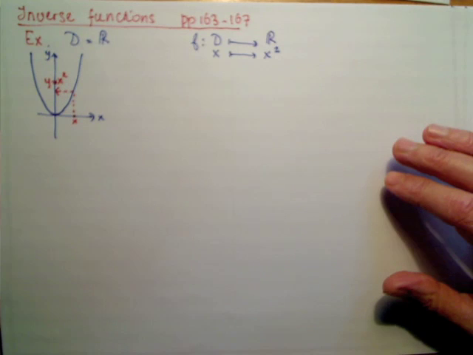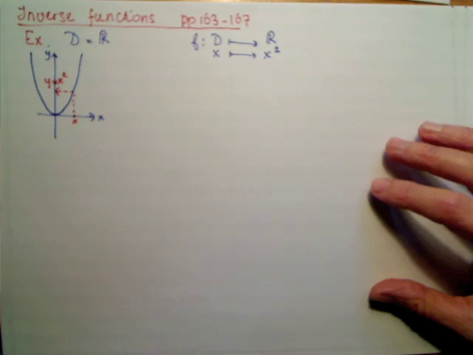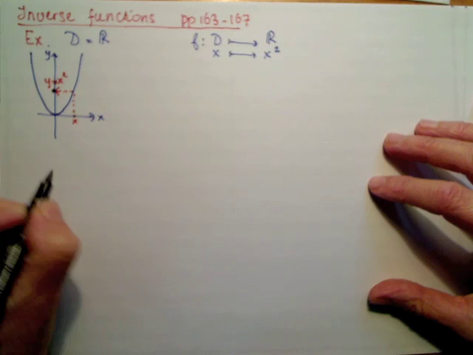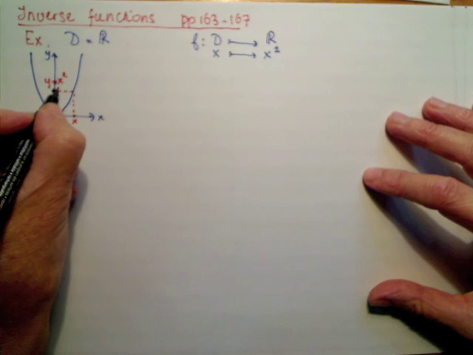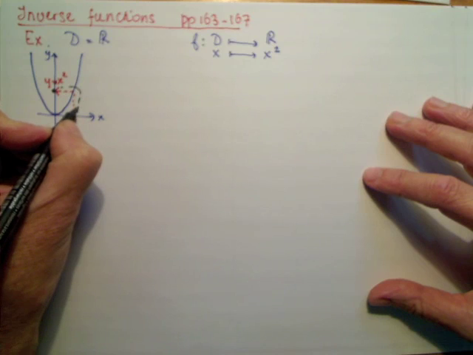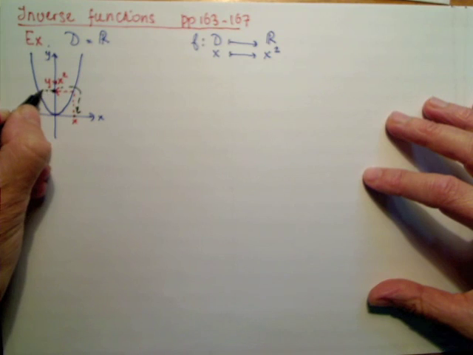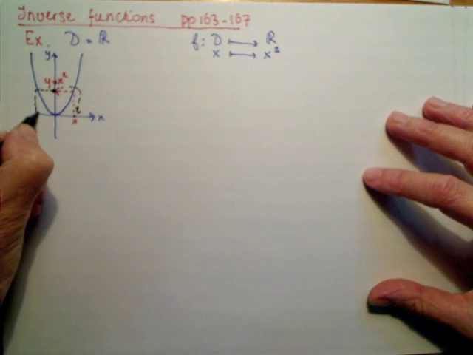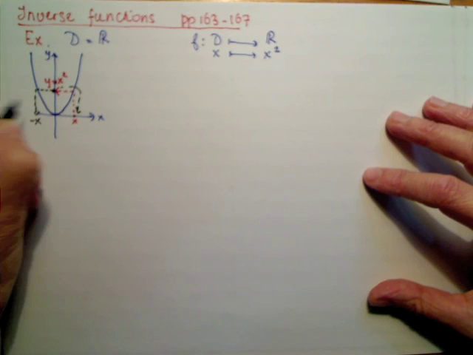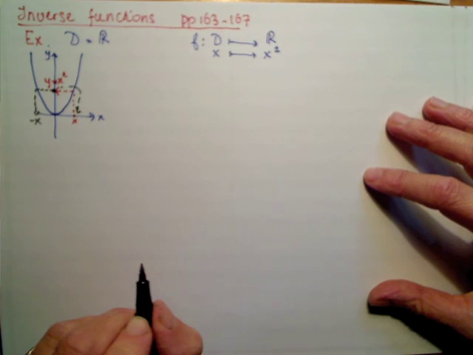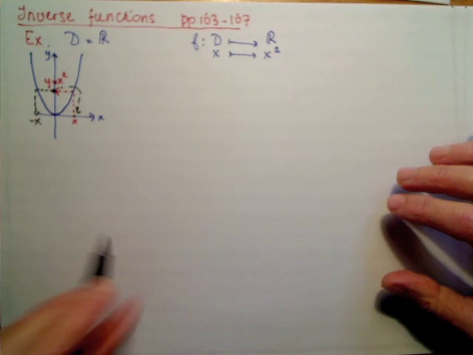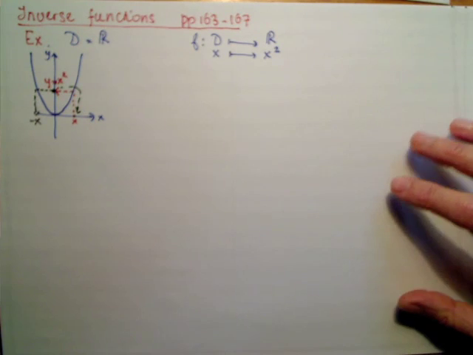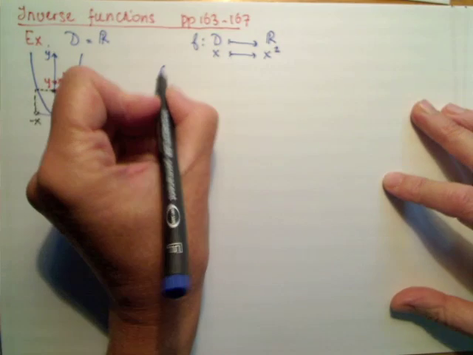However, if we want to go back, so we start with an output value y, then it's not clear what was the input value. It can either be this one or, in fact, minus x. And we simply do not know which one was our original input. So in this case we cannot recover the input from the output.